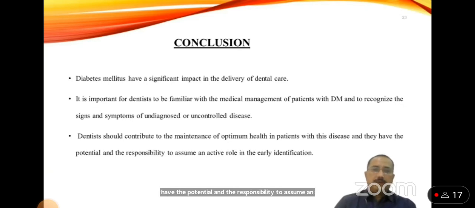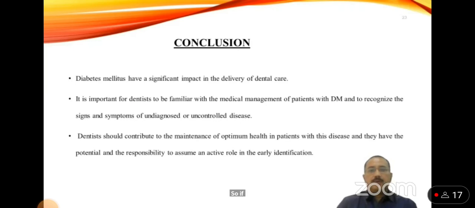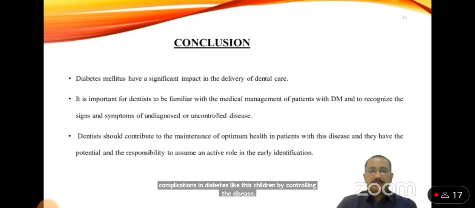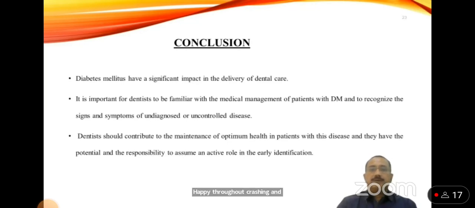So if we can interrupt or prevent these types of complications in children with diabetes mellitus by controlling the disease with proper oral hygiene, proper brushing habits and proper care and food changes, these all lead to better oral health and a lesser chance of diabetes complications in the oral cavity. Thank you.